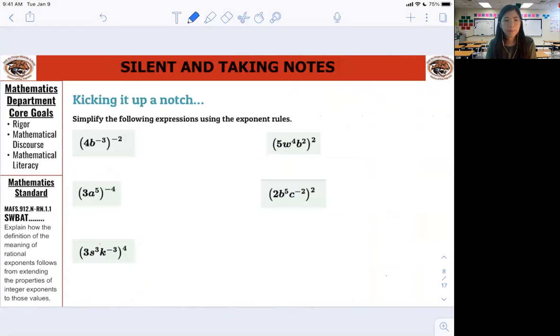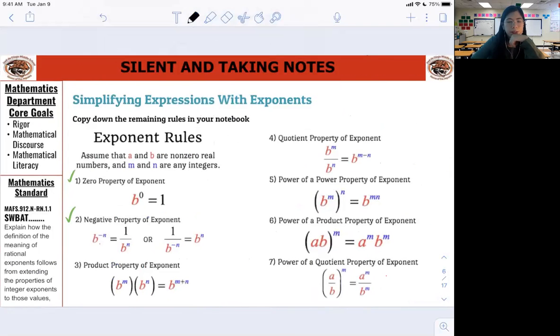Here's a couple more. We're going to kick it up a notch, just a little bit. There's a lot more going on in these, right? But we're still going to follow those same rules. Starting with, let me label these, number 1, 2, 3, 4, and 5. Okay. So with number 1, let me go back to the rules really quickly.